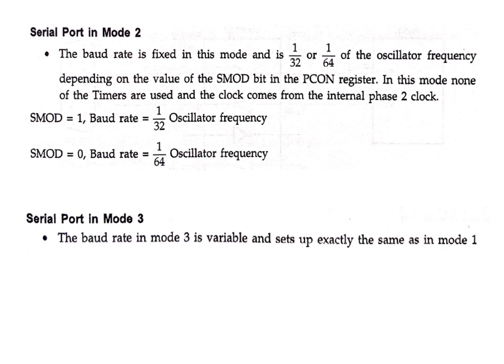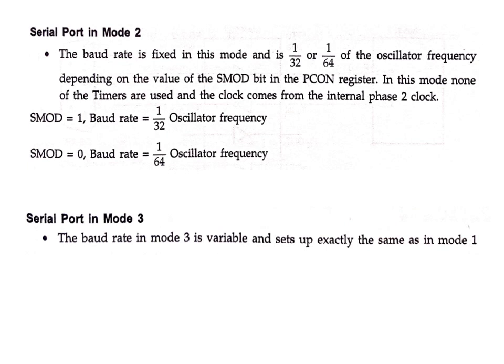In this mode, none of the timers are used and the clock comes from the internal phase 2 clock. If SMOD is equal to 1, the baud rate is 1 by 32 of the oscillator frequency, and if SMOD of PCON register value is equal to 0, the baud rate we can get is 1 by 64 of the oscillator frequency as we discussed earlier.